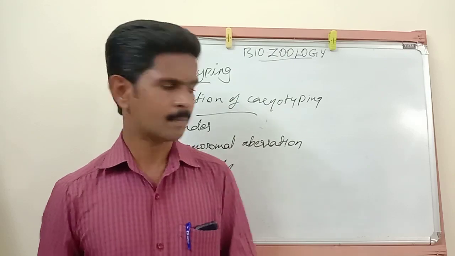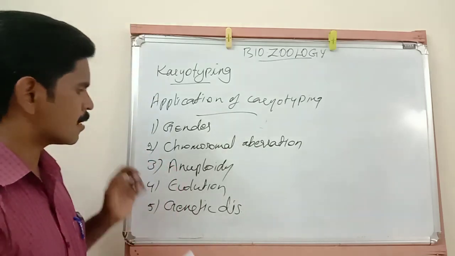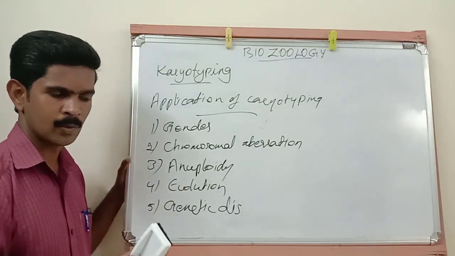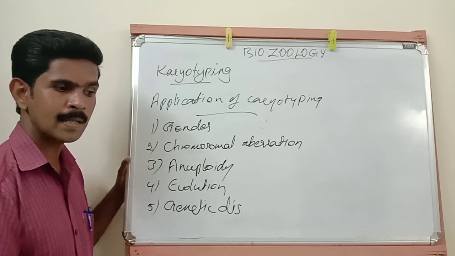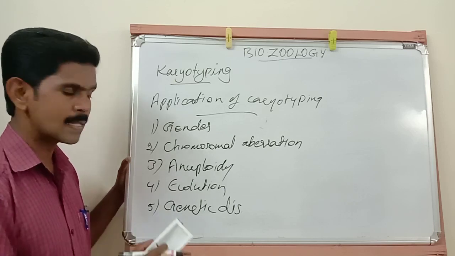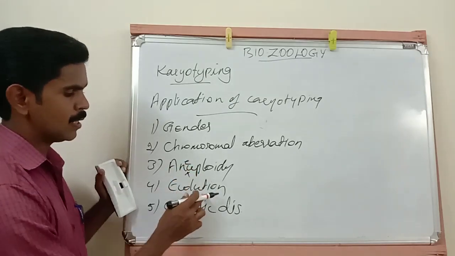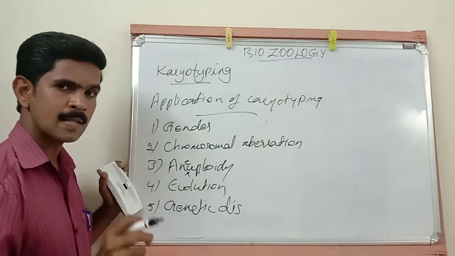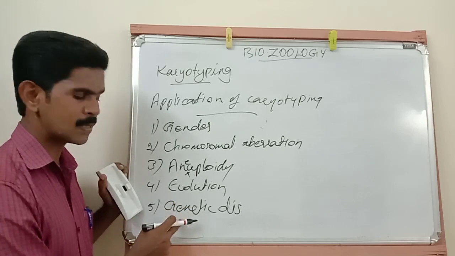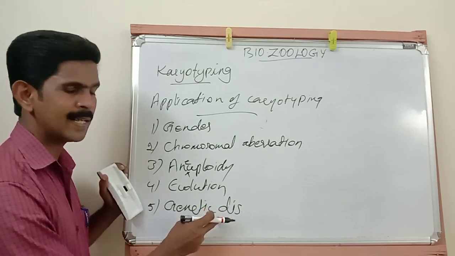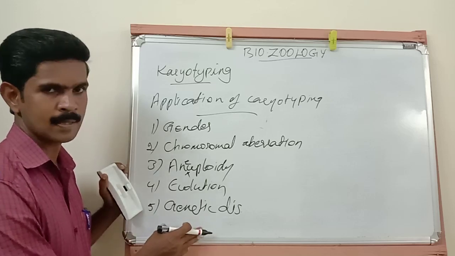Then the third use is to identify aneuploidy. Aneuploidy, I already told you, is when because of some problems during cell division, one or more chromosomes are increasing or decreasing in a cell. This condition is called aneuploidy. Then the next one is evolution. This technique is used to understand the evolutionary relationship between the species. And the last one is that with the help of this technique, we can identify or detect some genetic diseases. Next class we will study some genetic diseases.